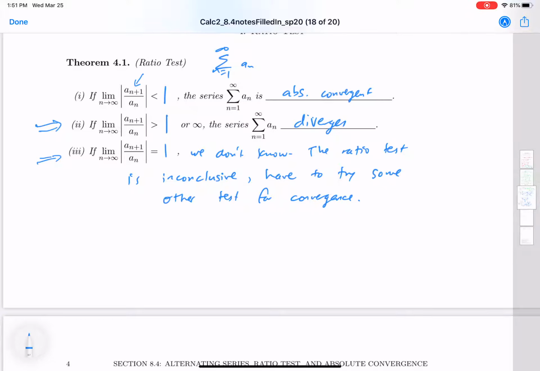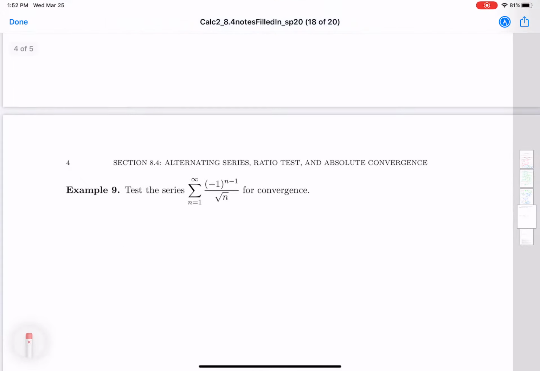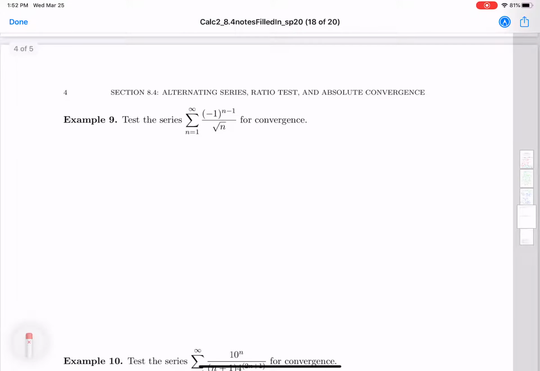Okay, so we just learned the ratio test, and now we're going to apply it in a couple examples and then do some fun exercises and things like that. So let's start with this series right here.